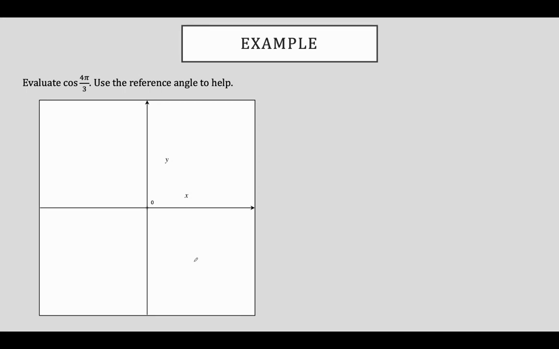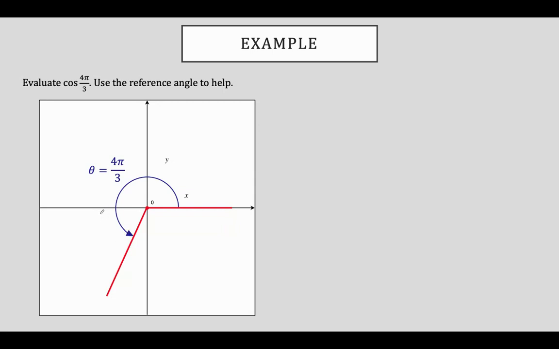So, we know this angle has to be in the third quadrant, right? This is 4/3 of pi. That's greater than 1 pi, but less than 1.5 pi. So we can draw out some angle in the third quadrant to get an idea of what's happening here. Here's my angle 4 pi over 3. Let's now find the reference angle.